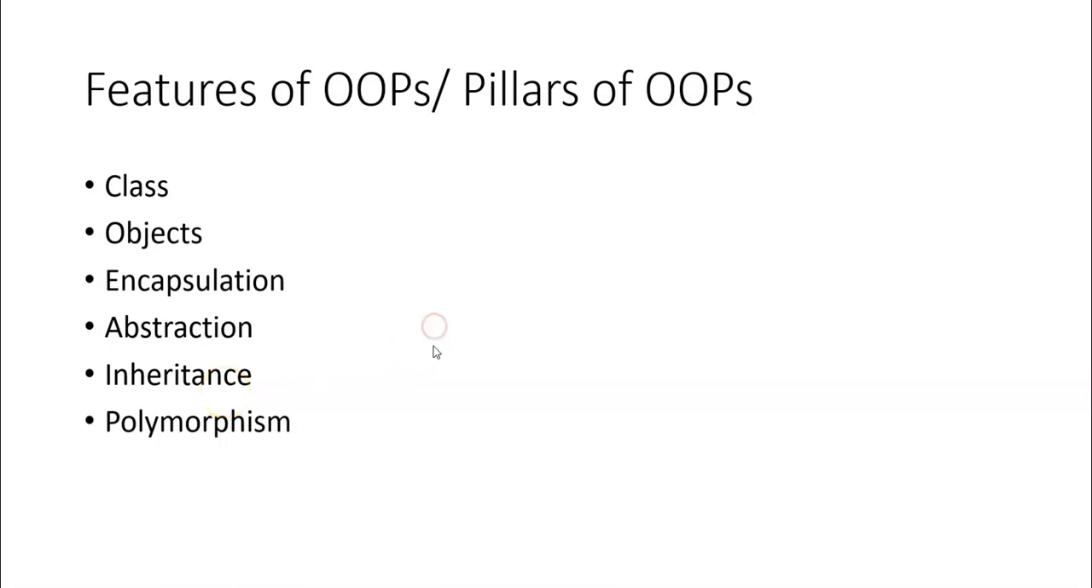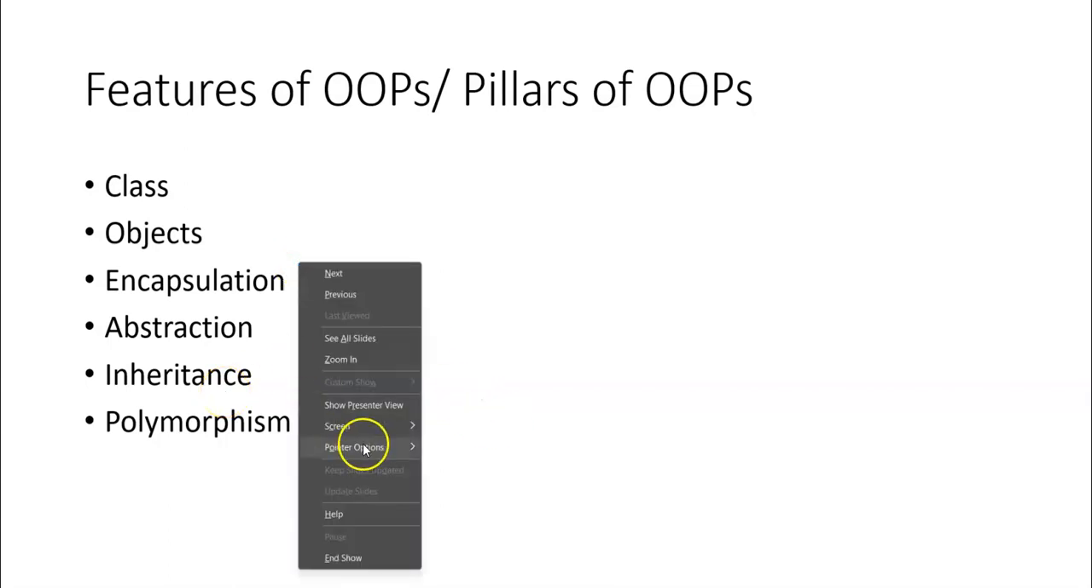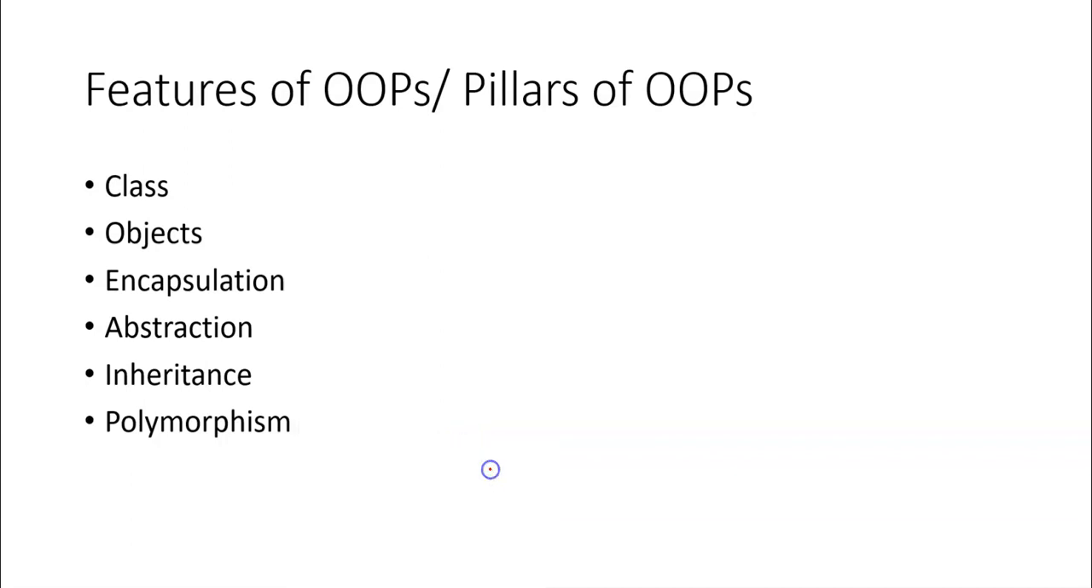First, let us see what an object is. An object is nothing but a real world entity. Whatever we see in the real world is known as an object. For example, car, bus, pen, pencil, everything is an object. Every object will have a state and behavior. The state represents the data of the object, whereas the behavior represents the functionality of the object.